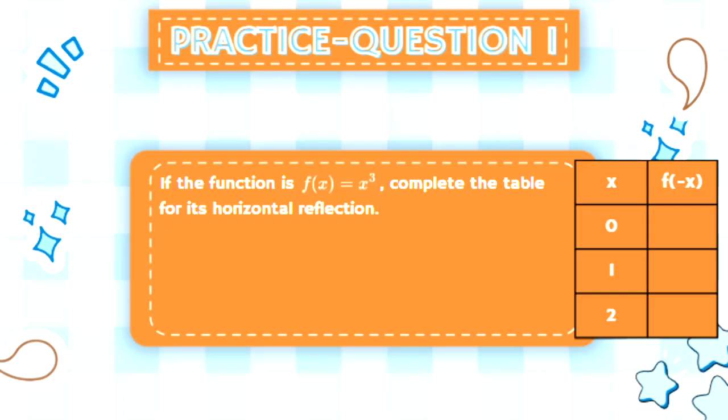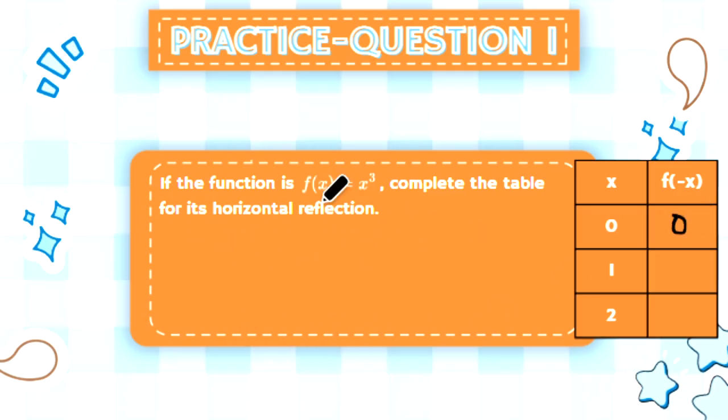Here's practice question 1, very end of the lesson. Is the function f(x) equal x cubed? Complete the table for its horizontal reflection. Now we have to do math. Okay, we have our formula, we have our x coordinates. So what we're going to do is change this to f(-x). Okay, our x value is 0, equals 0 cubed. 0 times 0 times 0 is 0. There's our first answer. Easy enough, right?